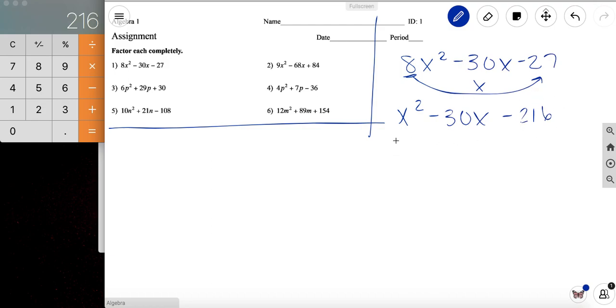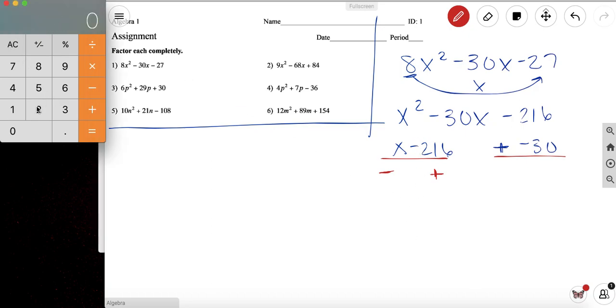So for this problem, we're at this step, and we're going to treat it just like before. We're going to find two numbers that multiply to get negative 216, but add to get negative 30. If I want something to multiply to negative 216 and add to negative 30, I need to remember that one of the numbers has to be negative and one has to be positive.